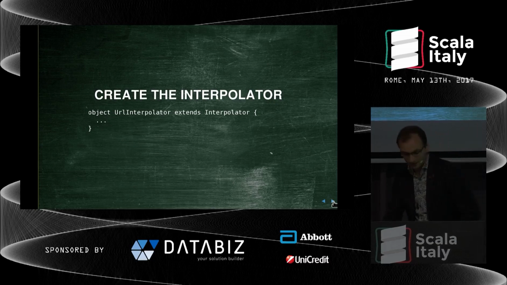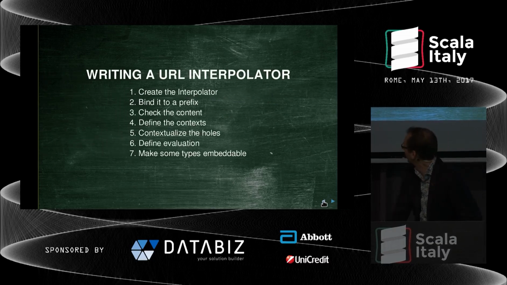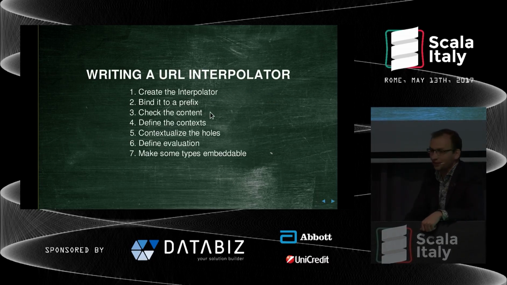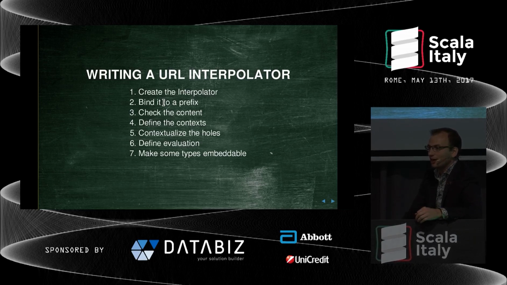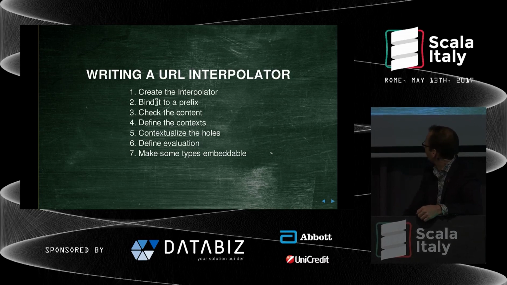I'm going to go through 7 steps here. Each step here is reasonably small and simple, but you do need to do a lot of steps. So it's a slightly involved process, especially if you're including substitutions in your interpolator. We're going to create the interpolator, it's just an object. We'll want to bind it to a prefix. So like the S interpolator, that's bound to S or sub in our recreated version. Maybe you want to bind it to CSV, if you're embedding CSV, for example.